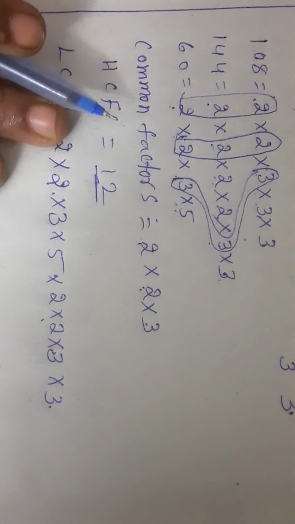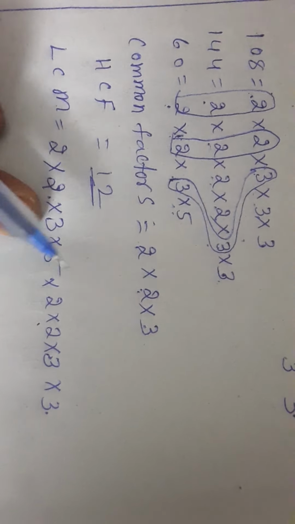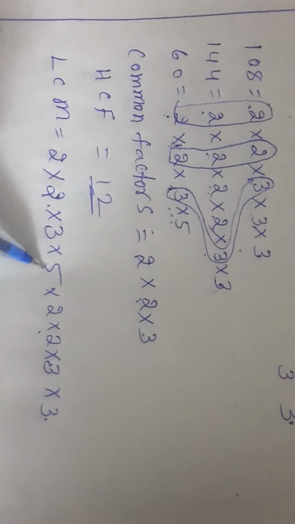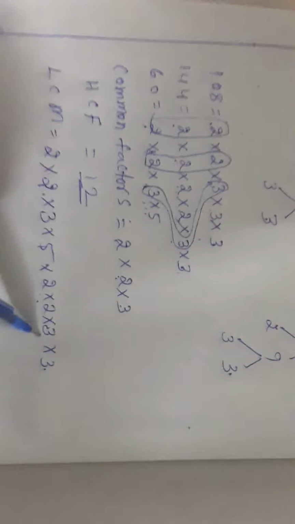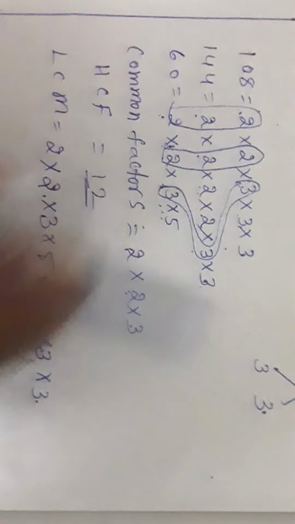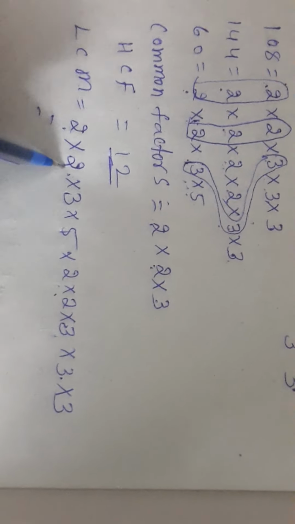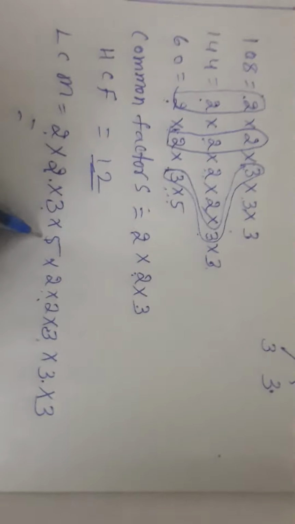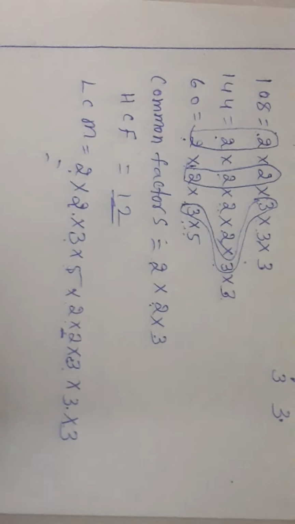Now checking once again. Here 2, 2, 3 are common. In this number we have 5 remaining. Then this number has 2 2s and 1 3. And this number has 2 3s. Now calculate. 2 2s are 4, 4 3s are 12, 12 5s are 60, 60 2s are 120, 120 2s are 240, 240 into 3. 3 3s are 9, 9 3s are 27.